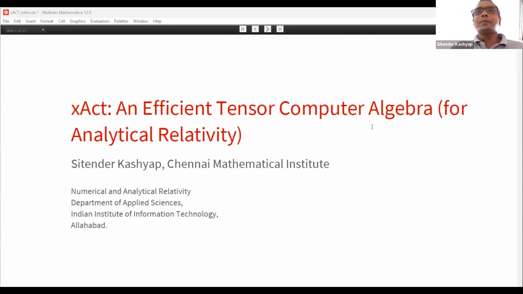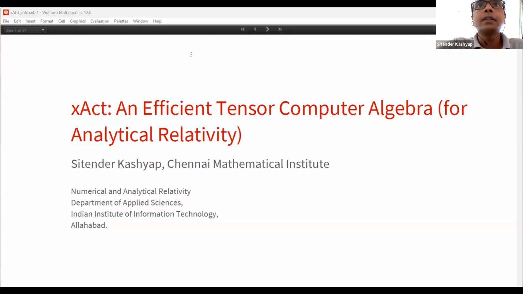Okay, yes, thank you. Let me begin by thanking all the organizers for providing me with this opportunity to present this really fascinating computer algebra system called xAct, and it's really amazing, as you will see. xAct is essentially for analytical relativity, because this conference is themed as numerical and analytical relativity. xAct is efficient at doing the analytical relativity part.